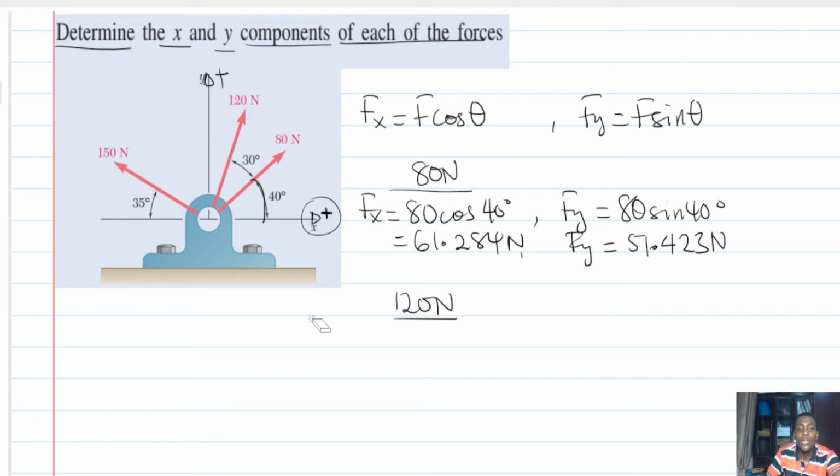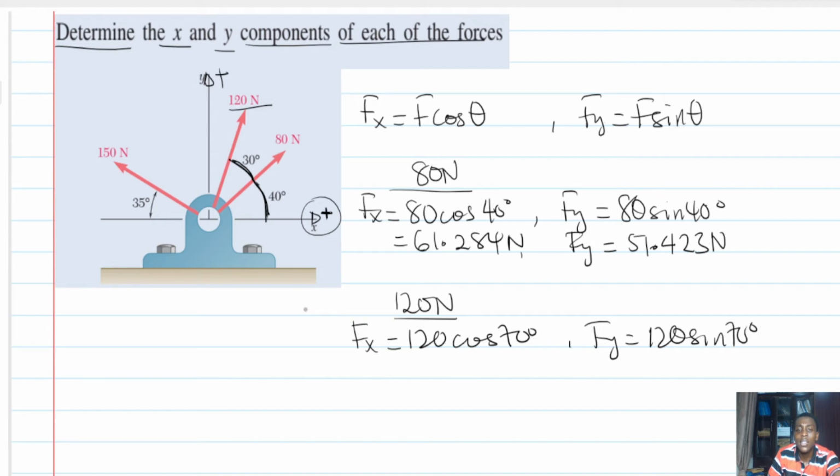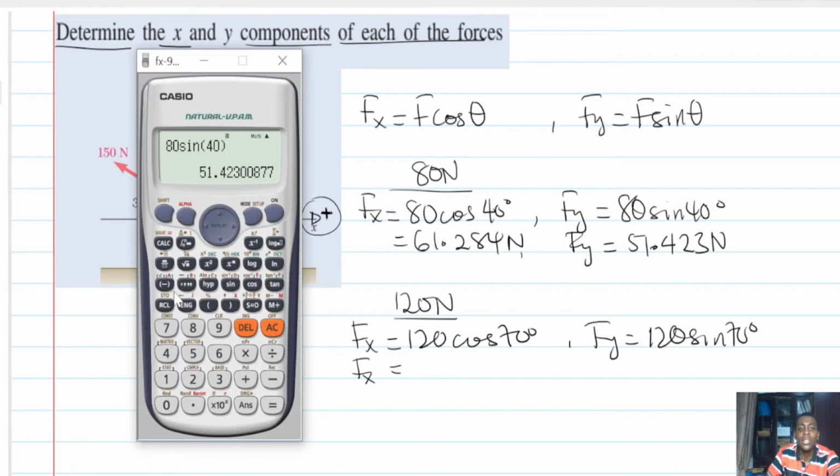Now, with respect to the 120 force, the angle it makes with the positive x-axis is 30 plus 40, which is 70. And so the x component is going to be 120 cos 70, and then the y component is going to be 120 sin 70. Now, what is 120 cos 70? So let's see, 120 cos 70. I'm going to get 41.0.